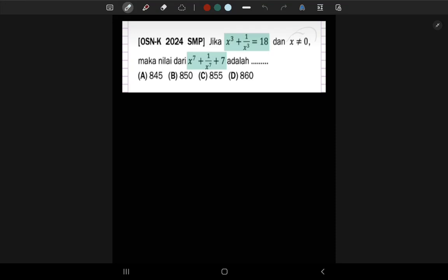Hello everyone, in today's video, I found a very interesting problem from Indonesia's Mathematical Olympiad, which basically states that if x cubed plus 1 over x cubed is equal to 18, what's the value of x to the 7 plus 1 over x to the 7 plus 7?